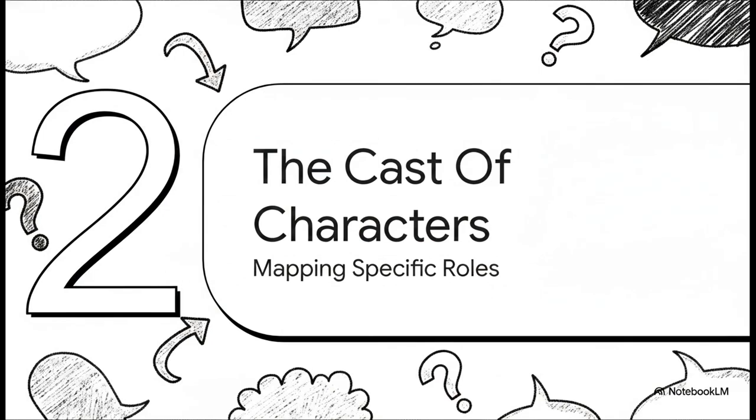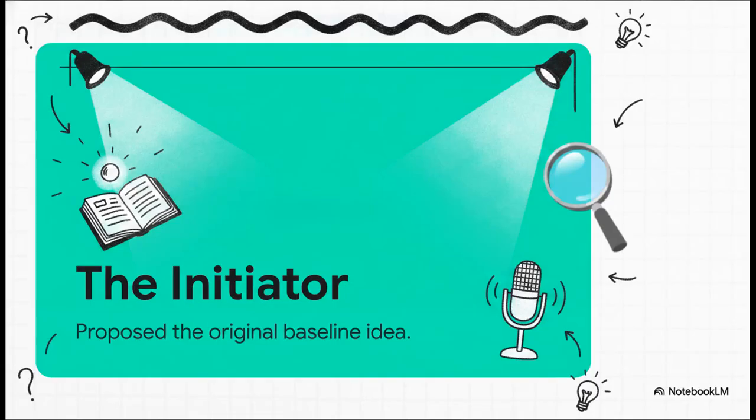Which brings us perfectly to Section 2, the cast of characters and mapping out specific roles. Okay, let's dive into this cast of characters. First to arrive at our academic dinner party is the initiator. The visualizer identifies the foundational paper that really gets the conversation started. This is the author who proposed the original baseline idea. Because think about it, without the initiator, there literally is no debate. They set the stage, they laid down the initial theory, and they essentially give everyone else in your literature review something to actually talk about.